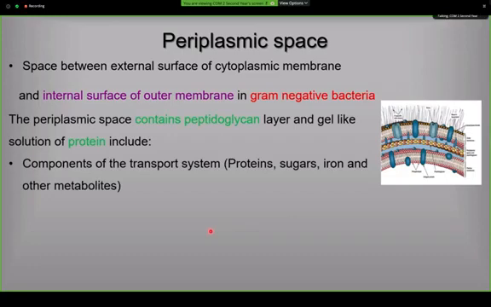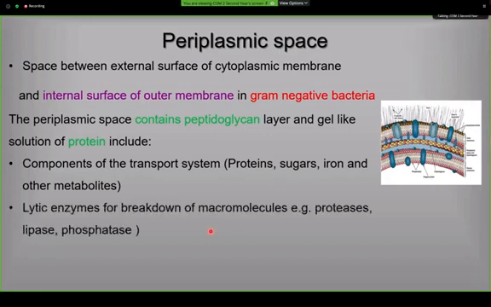So the periplasmic space contains what we call the peptidoglycan layer and a gel-like solution of protein. The function of the periplasmic space is that it's a compartment where the transport system works. So it transports protein, sugar, ion, and any other metabolites. In the periplasmic space, we also have degradative enzymes, and those enzymes will break down larger molecules into small pieces. So they work on breaking down macromolecules.